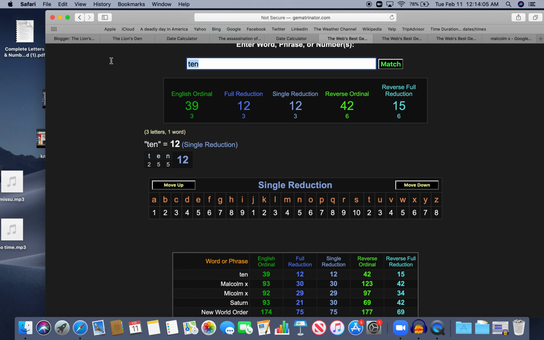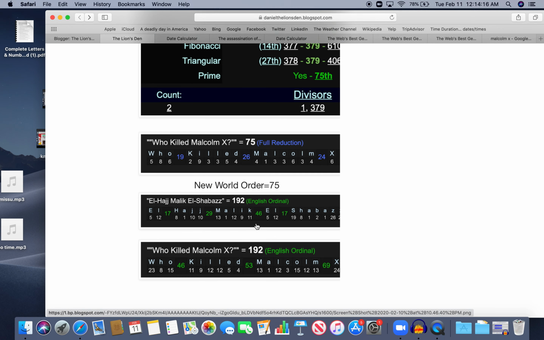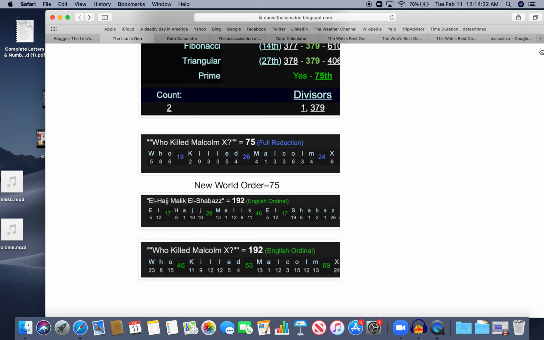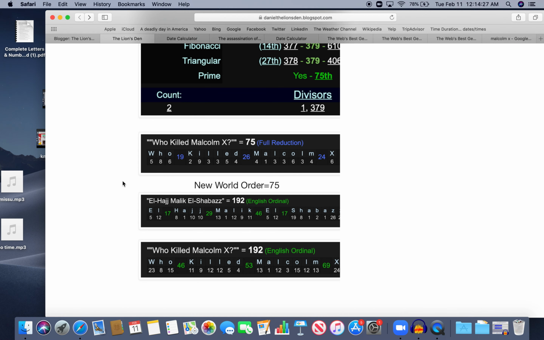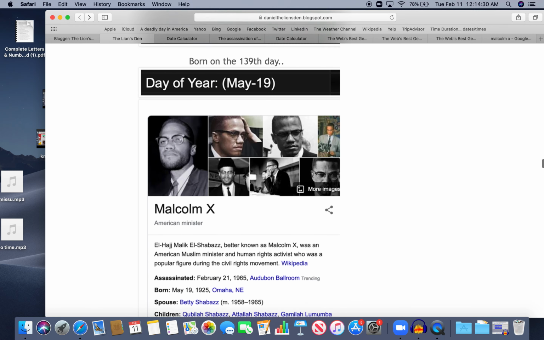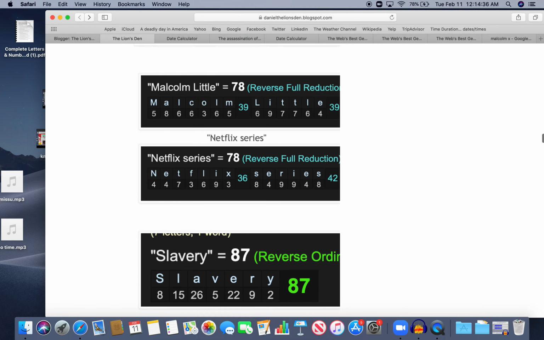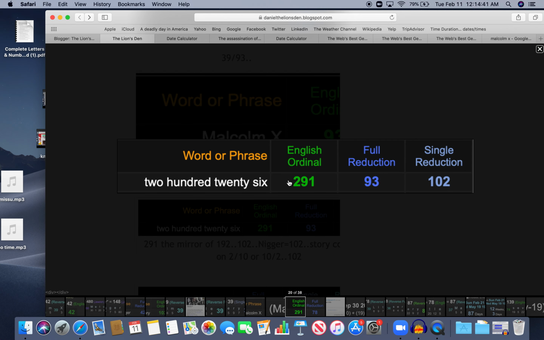Gun, 39 as well. Died by the gun. Reflection of 93. So, also, El Haji Malik, remember I mentioned the 192 equals 192. Who killed Malcolm X? 192. Now, the reflection of 291, which was, if you write out 226, that's what it was. If you write out 226, it equals 291, the reflection of 192.